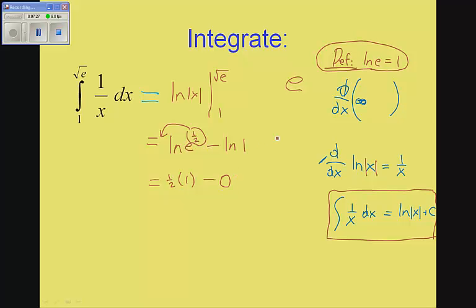Yeah, so that's nice. So using log laws, John pointed out that we could do the natural log of e to the 1/2 over 1. We talked about those log laws last time. And so then you don't need to worry about the 0. But either way, we're going to get 1/2.